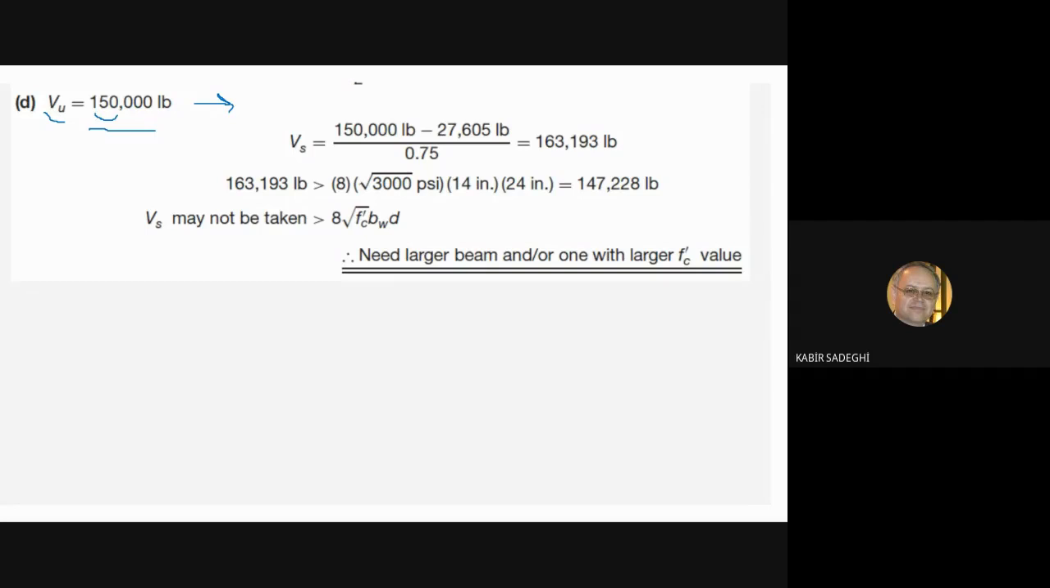Apparently, we can calculate Vs from Vu minus phi Vc, over phi. We find 163 pounds. We compare this Vs with the formula that we had. We see that Vs is greater than the calculated value here.